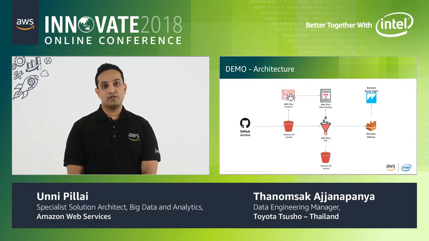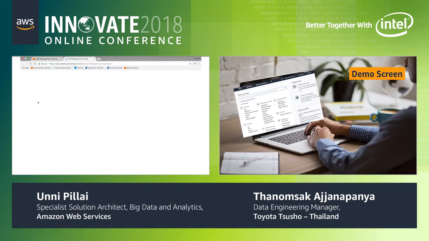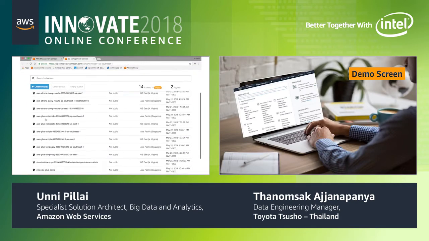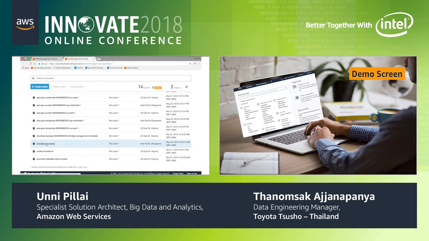Now, let's switch to the demo screen. I will log into my AWS console and show you how to build a pipeline in AWS Glue. So here we are in my AWS console and in my S3 bucket. So this is the S3 bucket that we'll be using and working with in this demo.